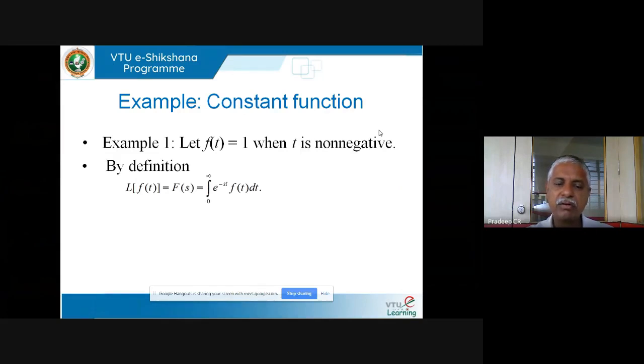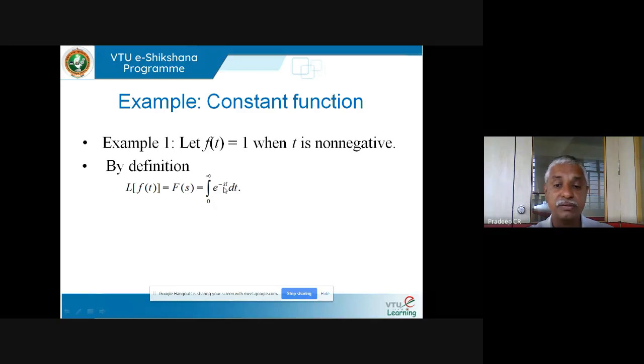By definition, L of f(t) is capital F of s. I'm writing this because I want this notation to go through your head as quickly as possible. It's very important to understand this notation. L of small f(t) is capital F of s, which by definition is the integral of e power minus st into f(t) dt, t varying from 0 to infinity. In this particular example, f(t) is equal to 1, so I'll replace f(t) by 1. Then it is e power minus st into 1, which is the same as e power minus st dt.